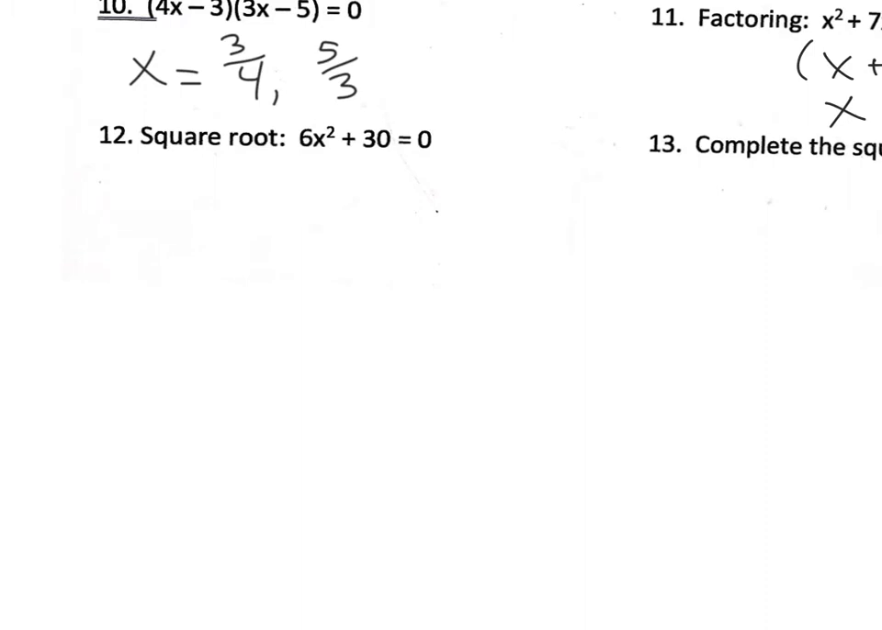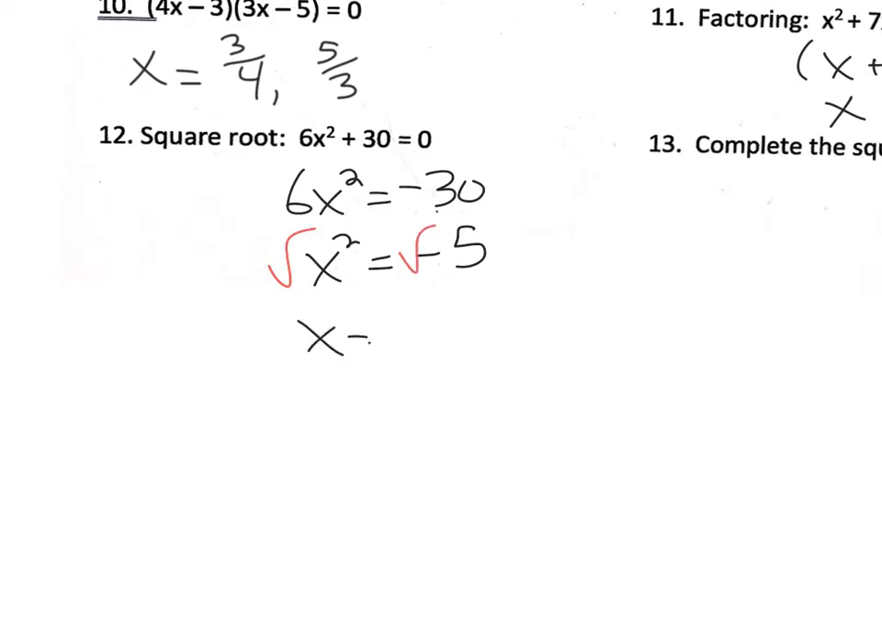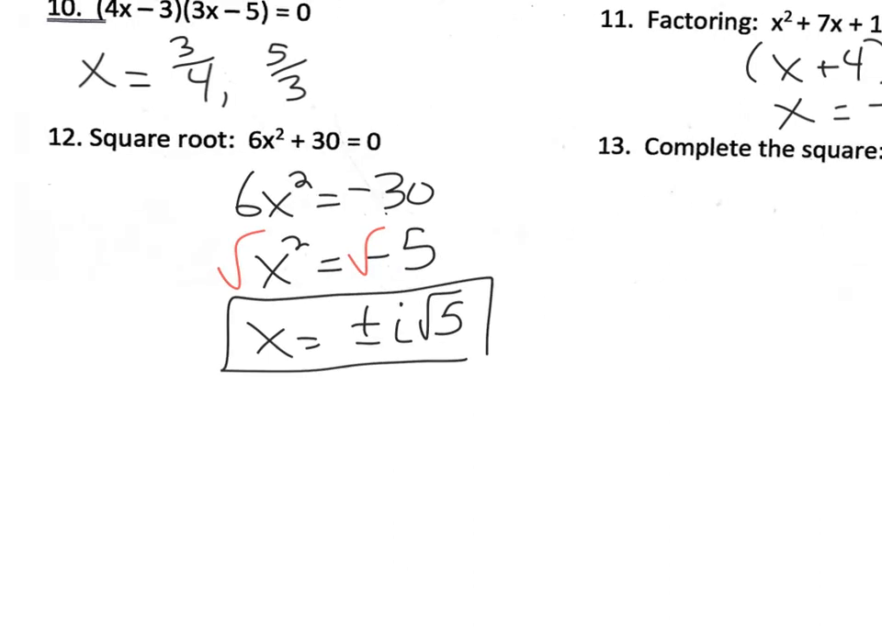Number 12, solve by taking square root. To do that, I'm going to first move the 30 to the other side. Make it negative 30. Divide both sides by 6. It'd be negative 5. Then I'm going to take the square root of both sides. And when you take the square root of both sides, don't forget to put your plus or minus in the front. Always put the plus or minus. Because it's a negative inside the radical, I'm taking an i out. Make that square root of 5. I can't break down 5. If I could, I would need to break it down, but it was not breakable.